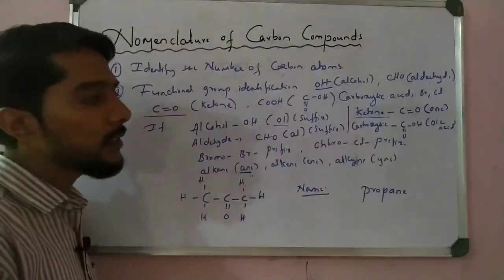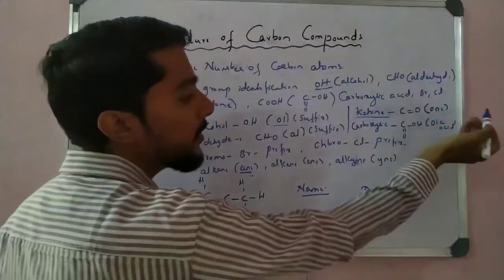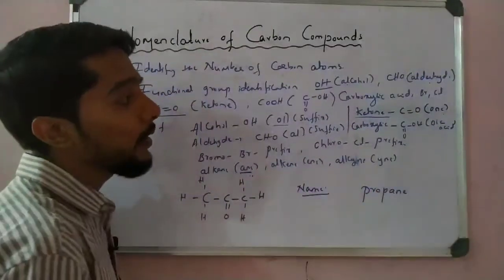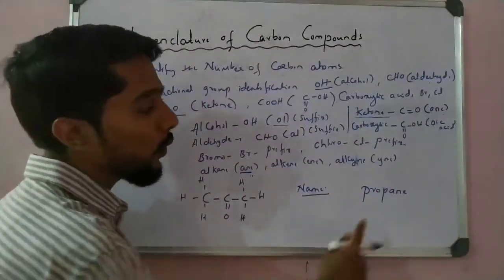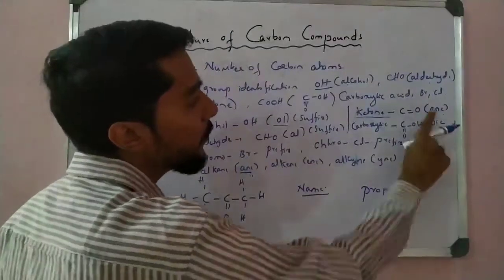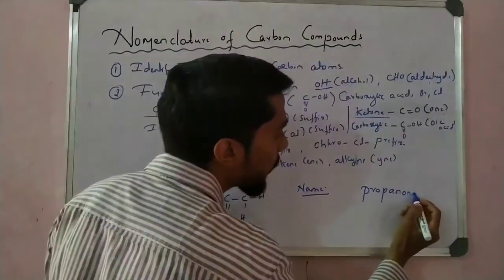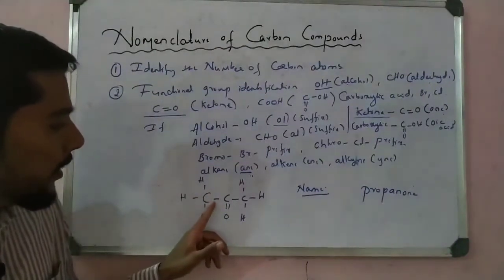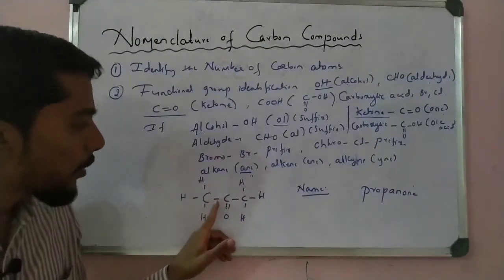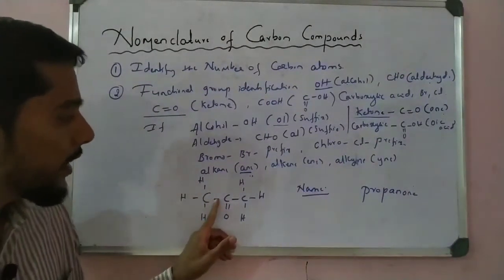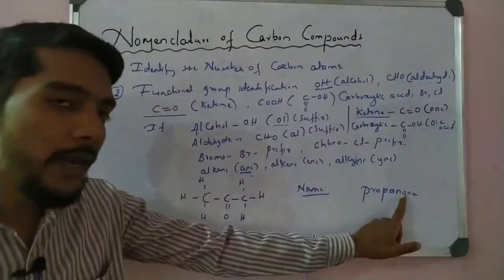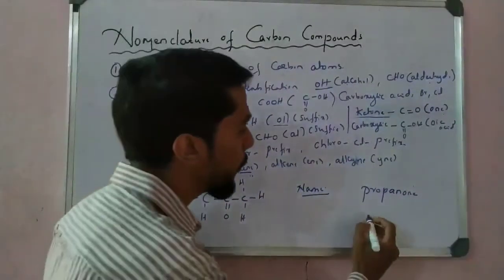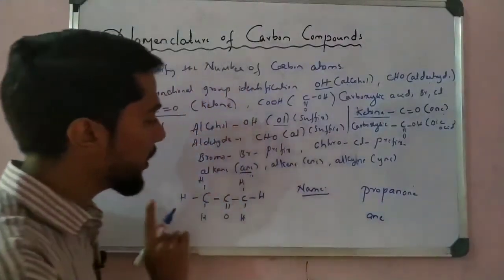So ketone means it is ONE, in the suffix. So what happened? I remove E, and in the place of E I can write ONE. Right? So we observe here C double bond O, and because of carbon carbon single bond, I get propane. So I get ANE: prop for 3 carbon, ANE for single bond.